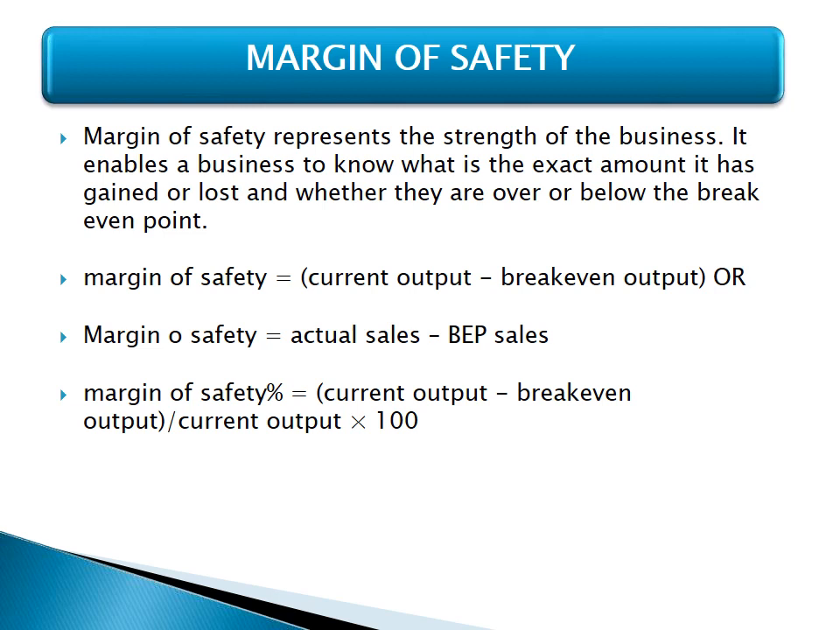So the margin of safety percentage will be calculated as current output minus break-even output, divided by current output, into 100. This is known as the margin of safety percentage that we can calculate for the business, whatever else the strength has been included in the processing.